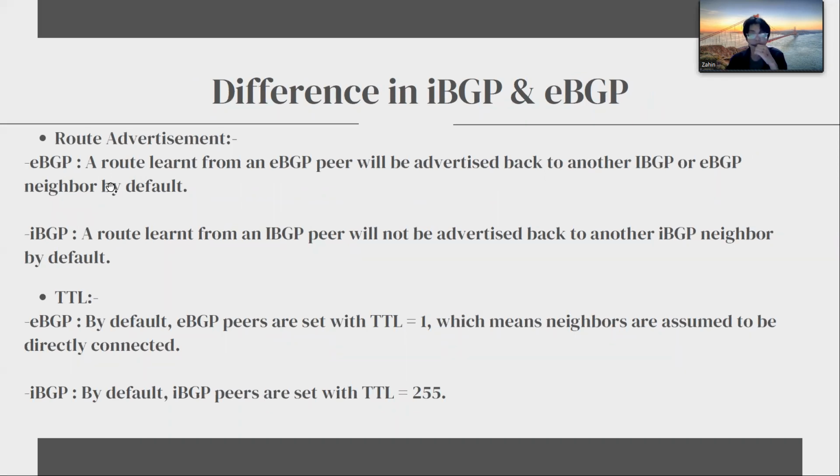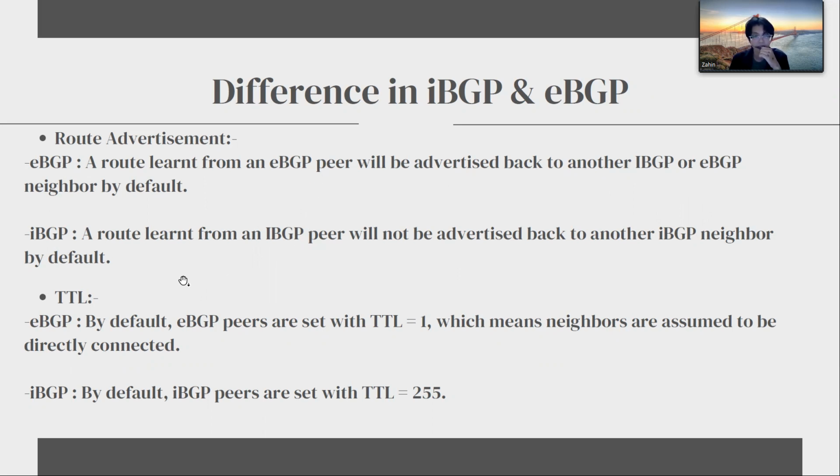Difference in iBGP and eBGP. First is route advertisement. For eBGP, a route learned from an eBGP peer will be advertised to another iBGP or eBGP neighbor by default. Meanwhile, for iBGP, a route learned from an iBGP peer will not be advertised to another iBGP neighbor by default. Meanwhile, iBGP is only internal and will not advertise to another eBGP peer.